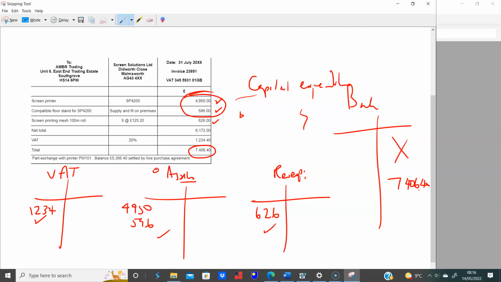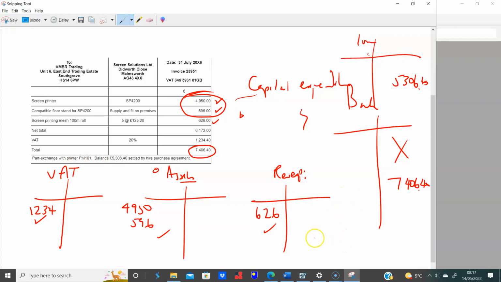We're told that what's happening here is that these have been acquired via a hire purchase agreement. So there is a loan. I mean, in effect, it is a loan. You have a loan here of 5306.40, and the balance is via part exchange with the printer, which we'll come to.